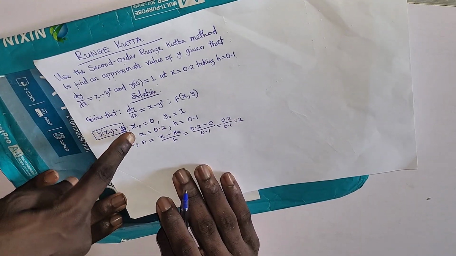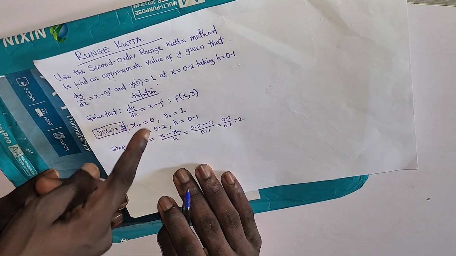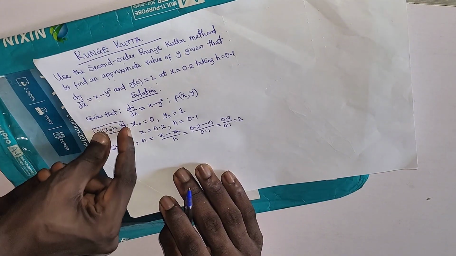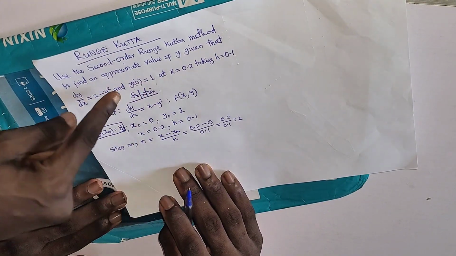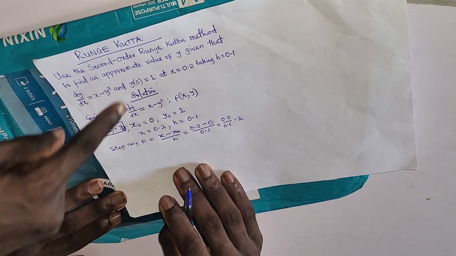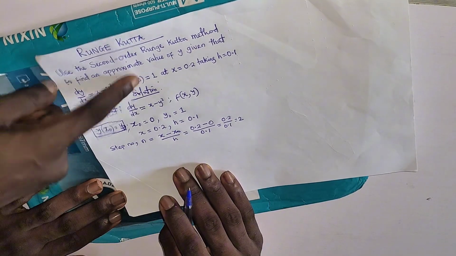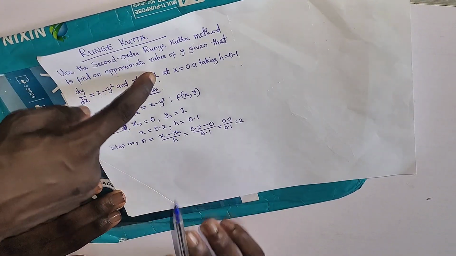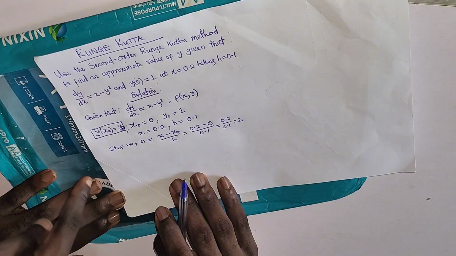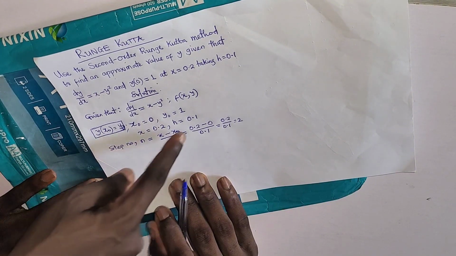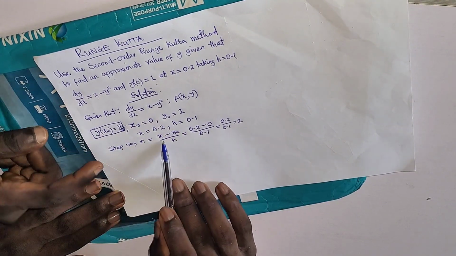So you got this x naught, comparing this formula with y of x naught equals y naught. So our x naught is equal to 0 here, and y naught is equal to 1. That's how you arrive at this. And this is the formula for n itself, for calculating the step number.